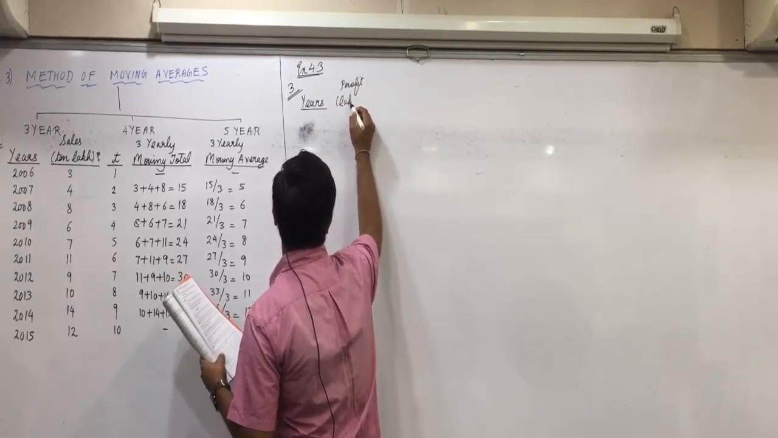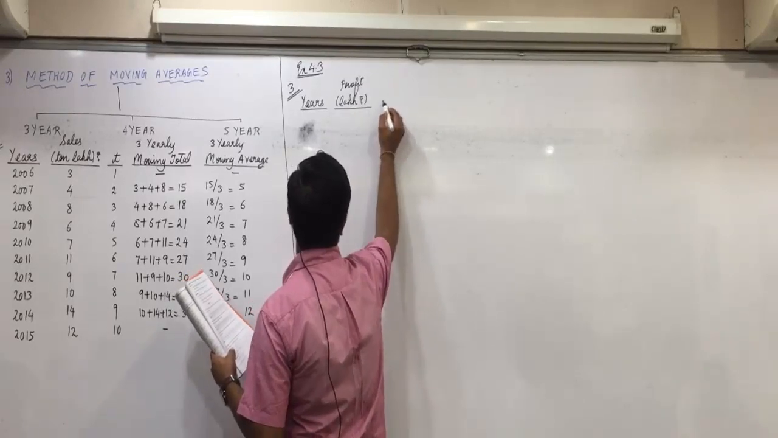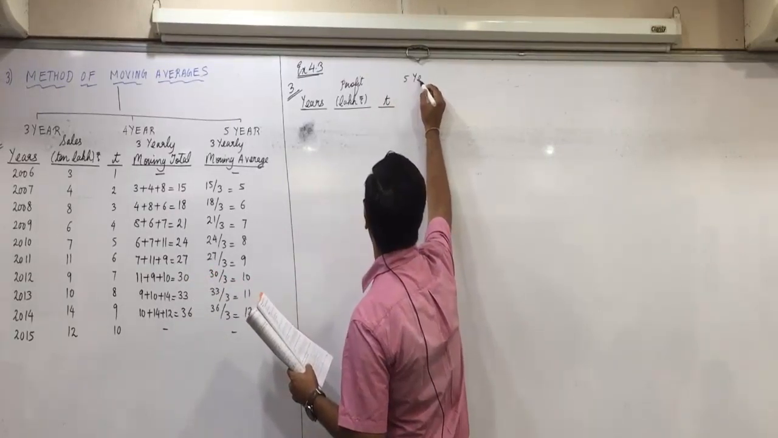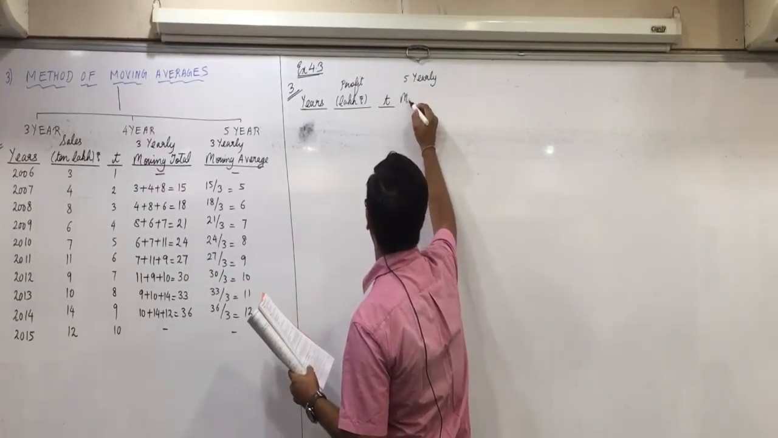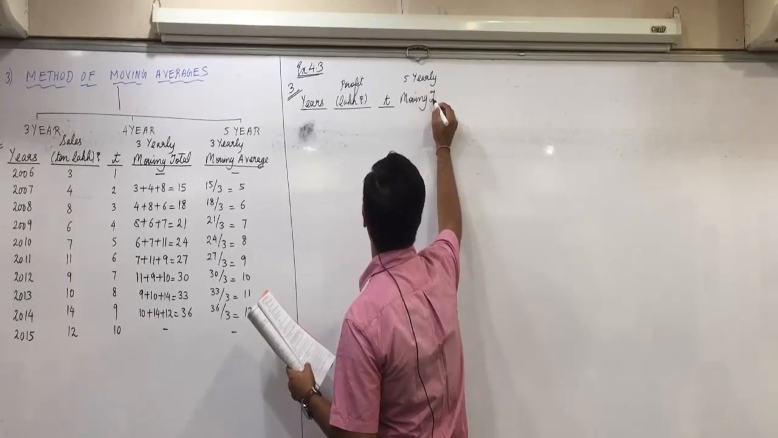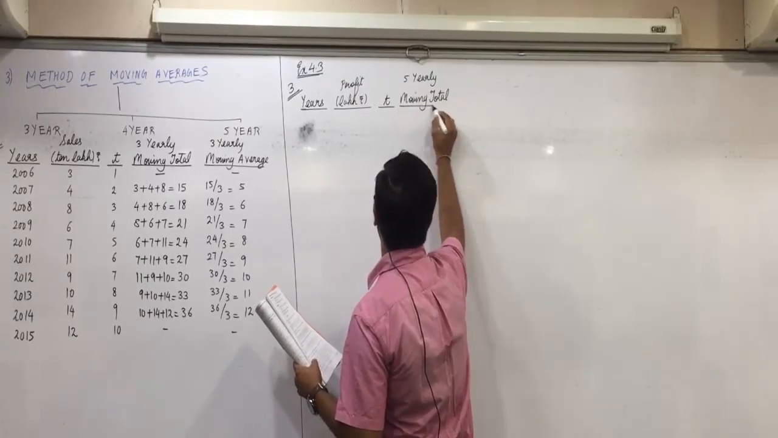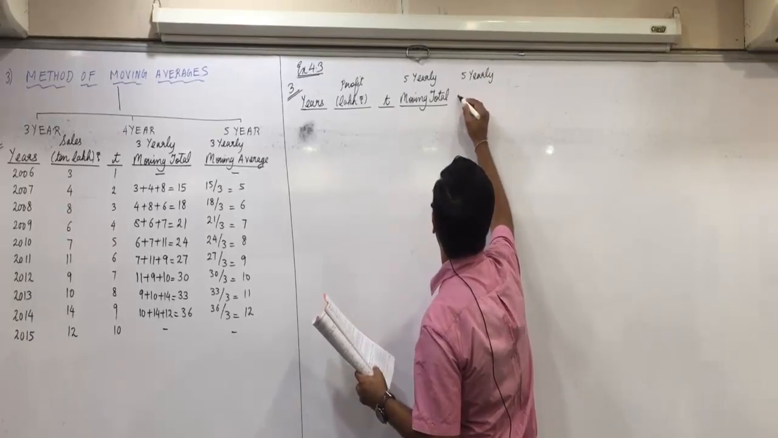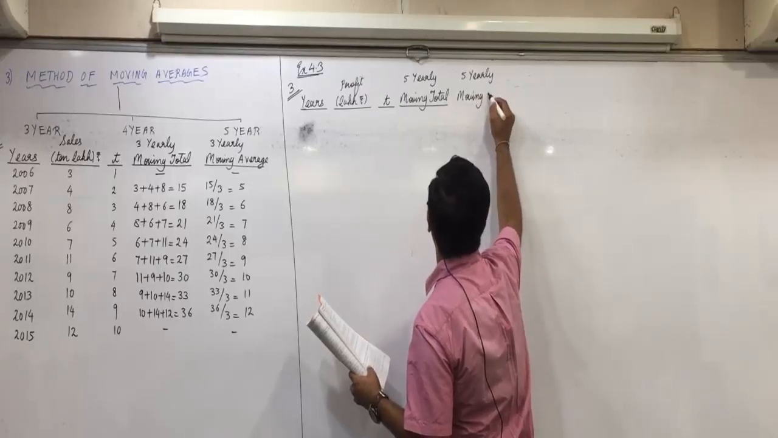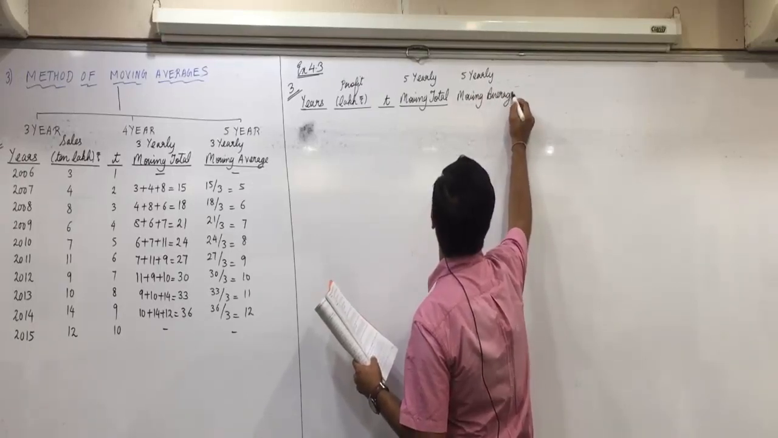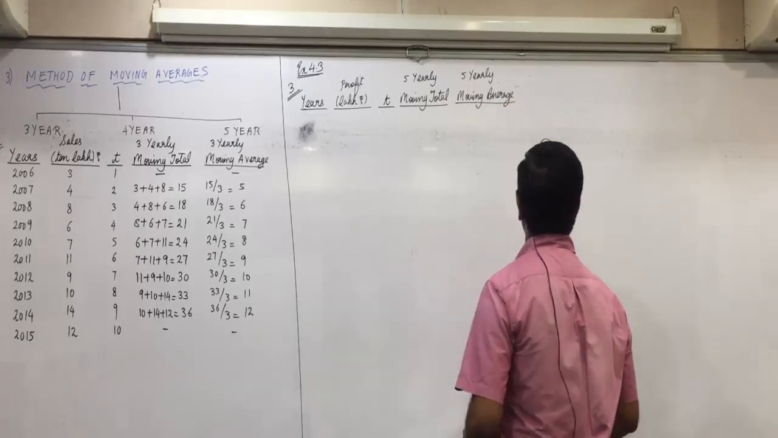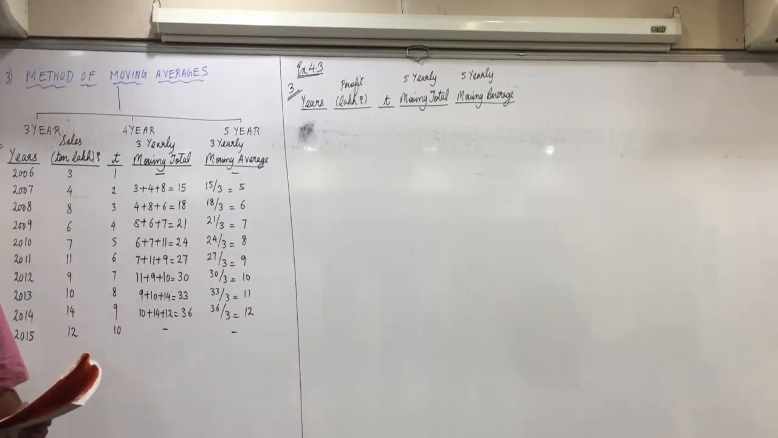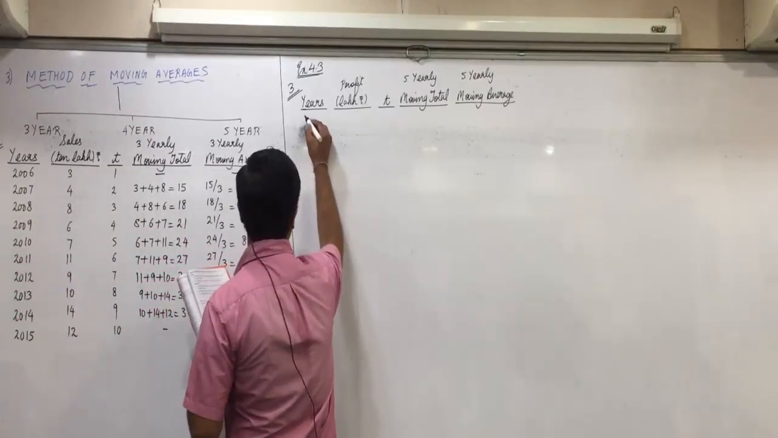Then third column T. Fourth column 5 yearly moving totals. And last column 5 yearly moving average. Did all of you understand this? So write down the years and profits and also T.